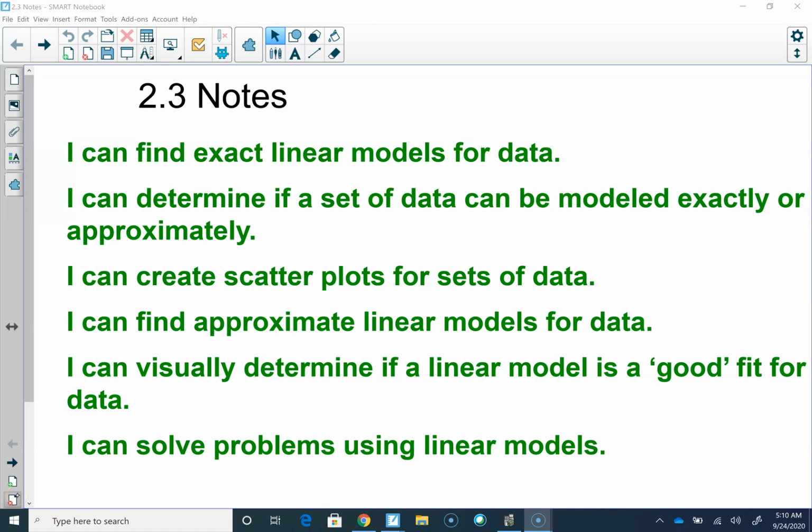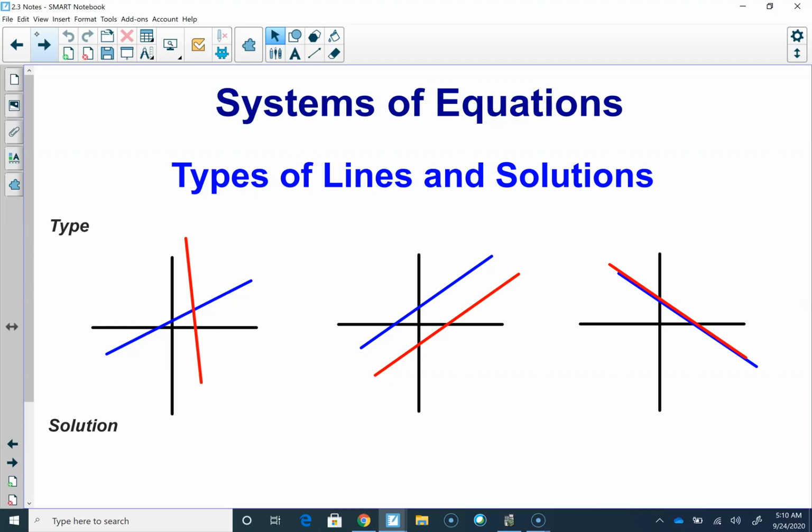This is section 2.3 notes. And we're going to start out with systems of equations. So again, we're still in lines in this chapter. You've done this before in Algebra 2, so we will not do this like Algebra 2.